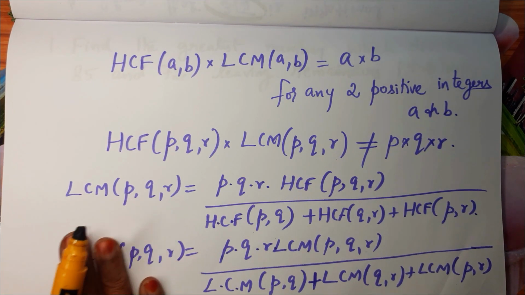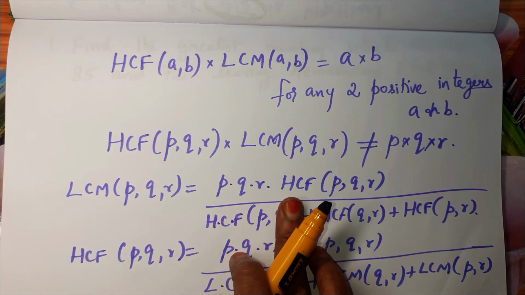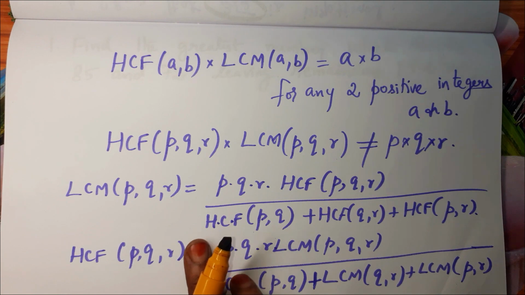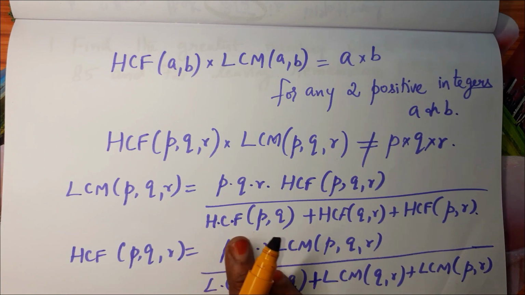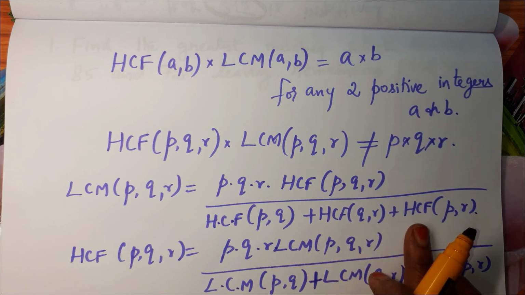When we take three numbers, HCF into LCM is not equal to the product of the three numbers. But we have a property: LCM of p, q, r is equal to p into q into r into HCF of p, q, r, divided by HCF of p, q, HCF of q, r, HCF of p, r.